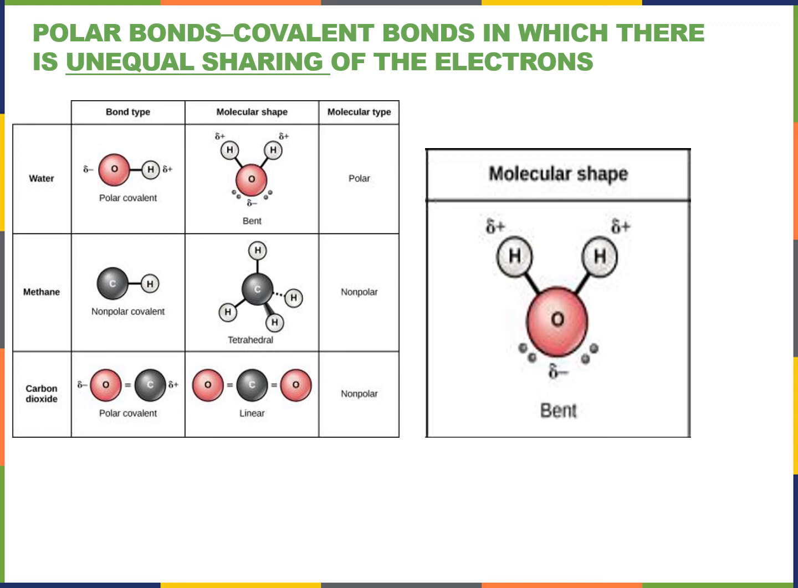Not all molecules do this. You look over here. Methane. Methane is nonpolar. Why? Because there's an equal share between the carbon and the hydrogen. It doesn't set up this delta positive, this delta negative, which will come into play later in this chapter.